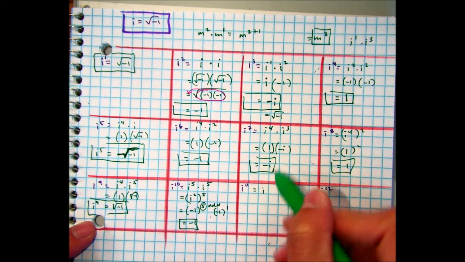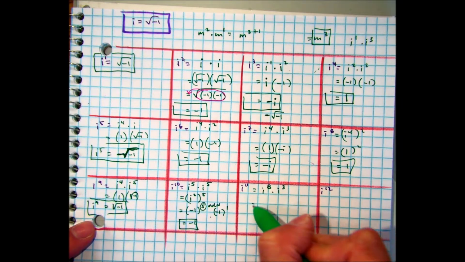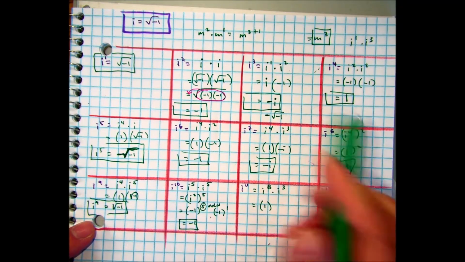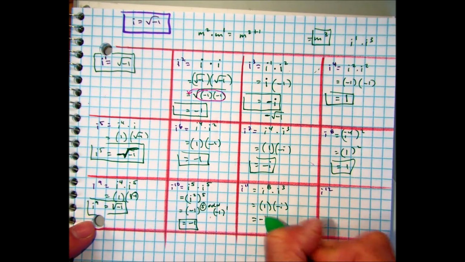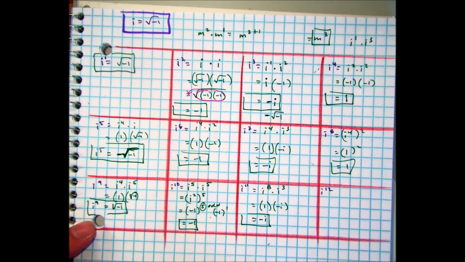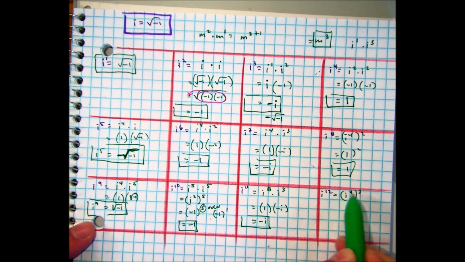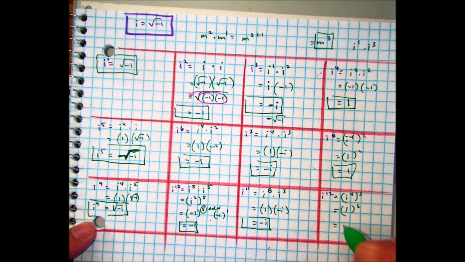This one I can do i to the 8th power times i to the 3rd power. i to the 8th power is 1. i to the 3rd power is -i. And this will equal -i. And i to the 12th power is just i to the 4th to the 3rd power, right? Power rule of exponents, 4 times 3 is 12. So i to the 4th power is 1. 1 to the 3rd power is +1.